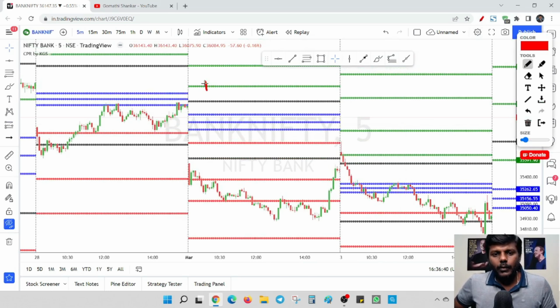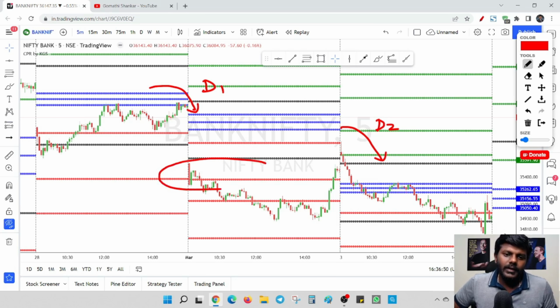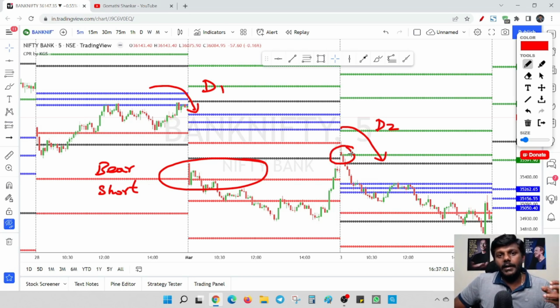So this is day 1 and this is day 2. Here we are having a descending CPR and here also we are having a descending CPR. On day 1, the candles are below the descending CPR, so the market is going to be bearish and we have to look for short opportunities only. But on day 2, the candles are opening above daily CPR. The candles are trading around R1 and previous day high, but there is no energy for the bulls to take the prices higher, and so the candles are getting attracted towards the daily CPR.